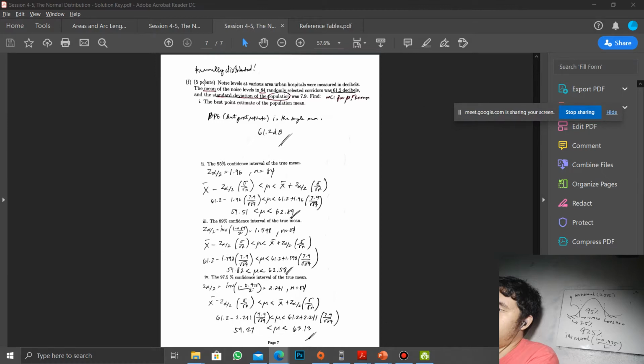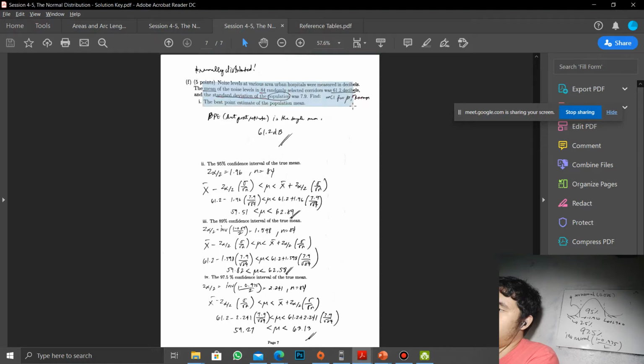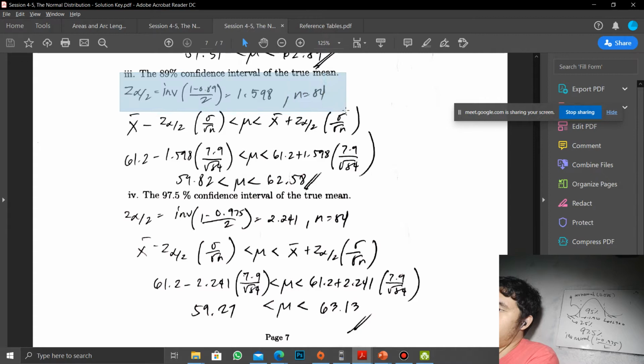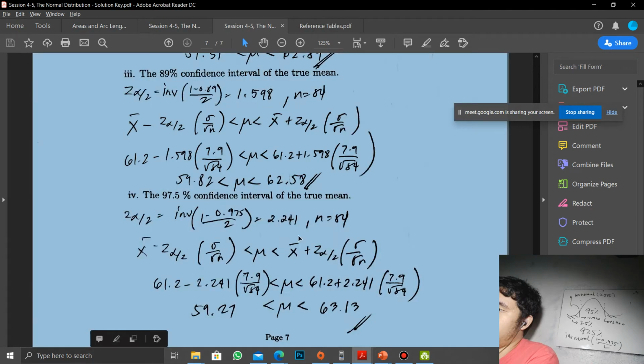Kasi sabi, hindi pala, confidence interval for, standard deviation of the population is known. Ayun, nakasulat siya. 7.9. Confidence interval for mu, sigma is known. Best point estimate, BPE, is the sample mean, 61.2. Yun, get all the other values. For 95%, Z-score 1.96, you'll get this. For 89% confidence, get inverse normal of 1 minus 0.89 over 2, you get the Z-score. You get this. And lastly, ito rin.